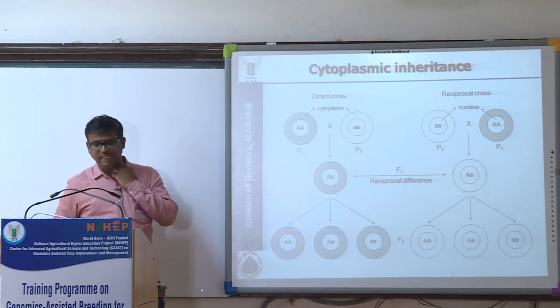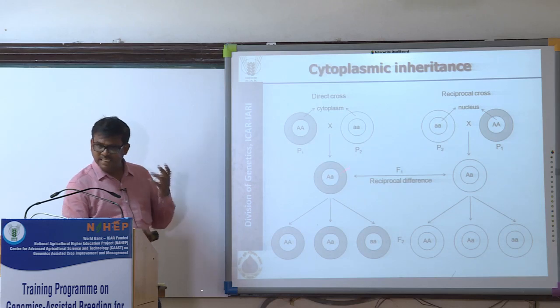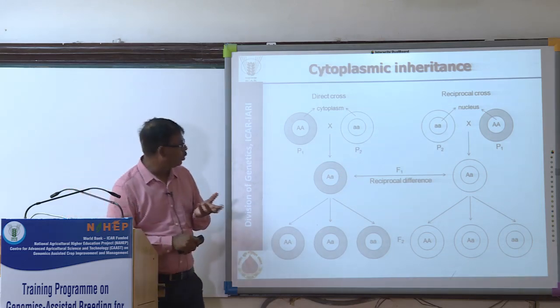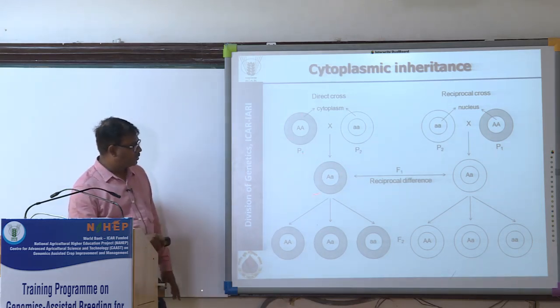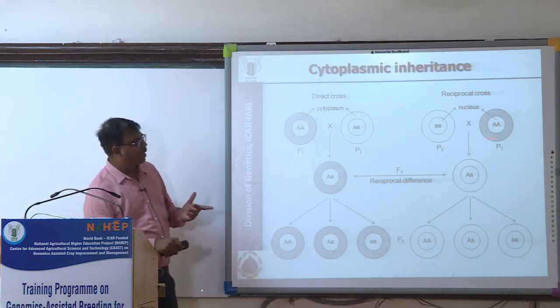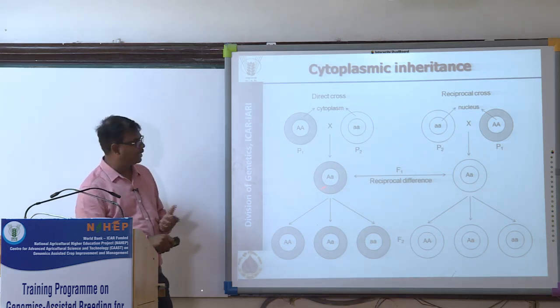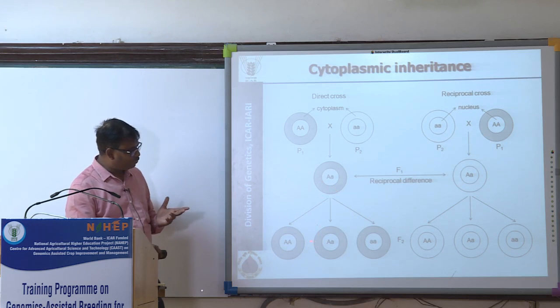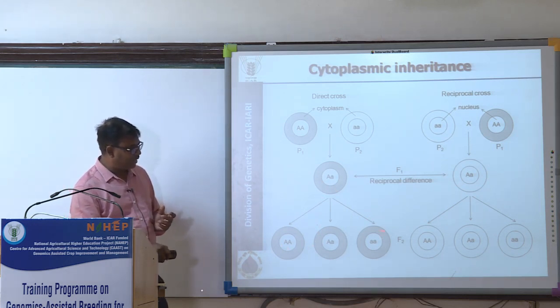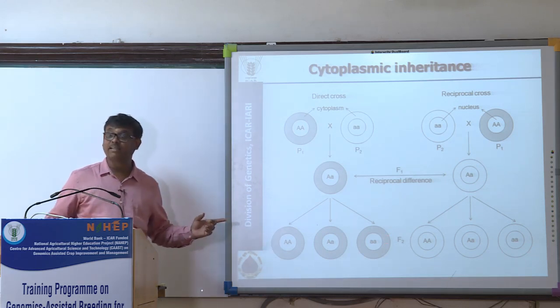Okay, now cytoplasmic inheritance. We all know that the genes are present in the cytoplasm also, in mitochondria and chloroplast. So if you make a cross, you will get the entire cytoplasm from the female, and if you make the reciprocal cross, your F1 will again have cytoplasm from the female, so there is a reciprocal difference. If you go to F2, what happens? Your nuclear gene will segregate, but the cytoplasm will remain exactly the same as the maternal.